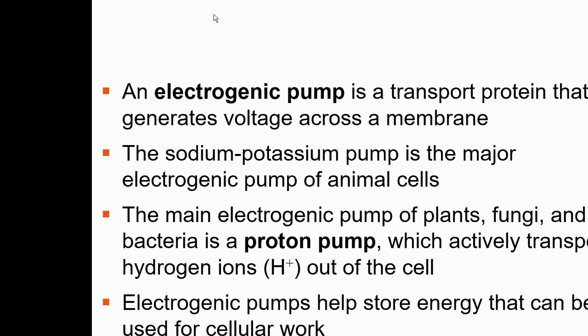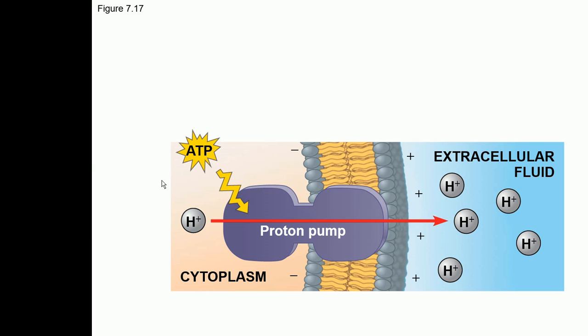An electrogenic pump is a transport protein that generates voltage across the membrane, because it's involved in the transport of ions across the membrane. We have already discussed what the sodium potassium pump is and what the proton pump is. So this is the proton pump. You can see the protons are in less concentration on this side and more on this side, and these protons are being transported through this protein from this side to this side against the concentration gradient. It involves a carrier protein, and it involves the hydrolysis of ATP.